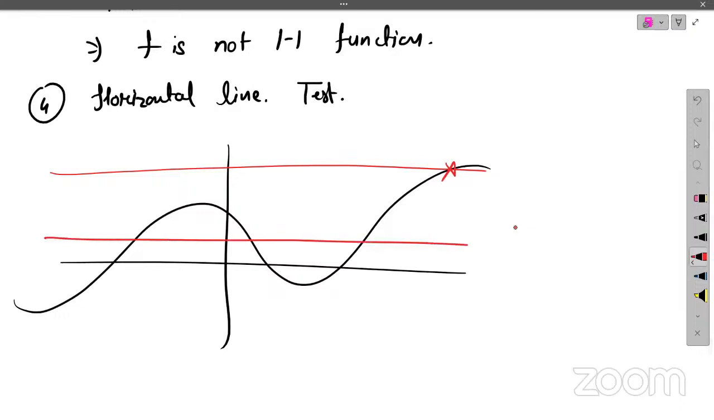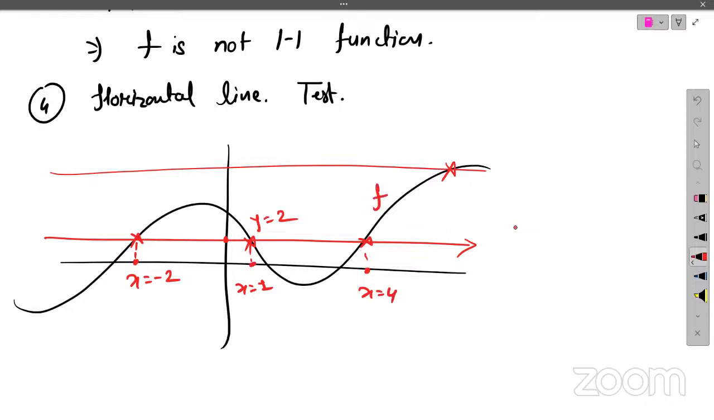But if you draw this horizontal line, what is happening here? Suppose this particular line is y equals 2. Then this y equals 2 line is actually intersecting our graph 3 times. So that means, for this input point, suppose this is x equals -2, for this input point, suppose x equals 1, and for this input point, suppose x equals 4.